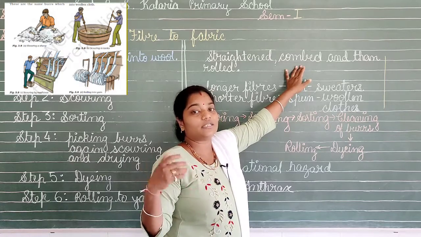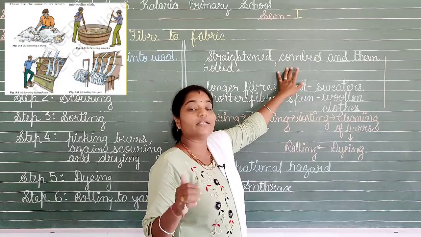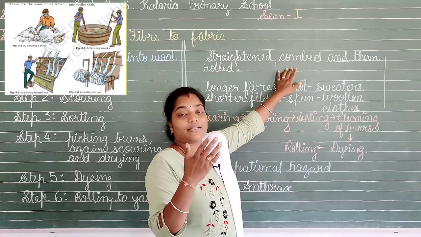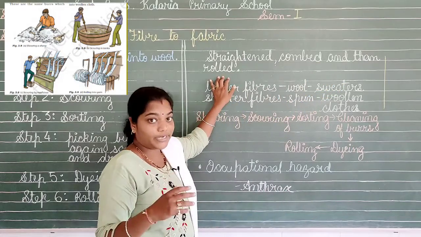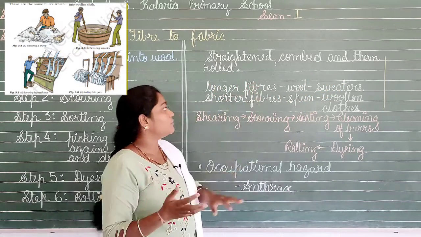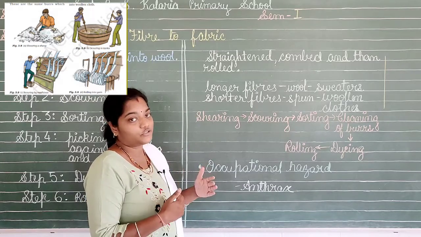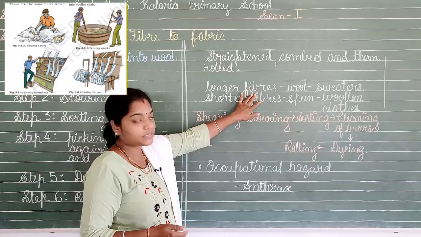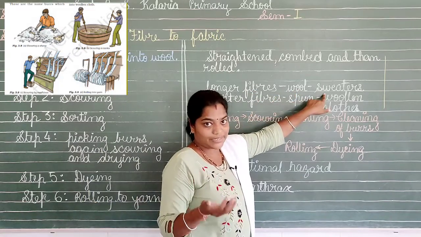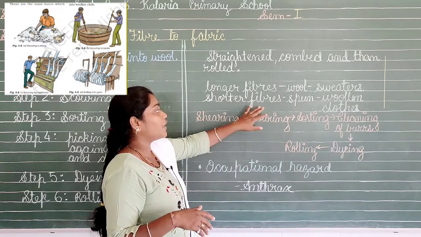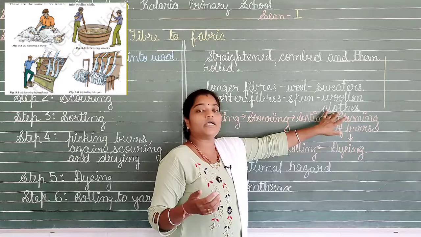Grease and such things will be washed away in the scouring, and whatever is left over will be combed out very easily, and then it is rolled into yarns. Now after that, we have to separate two things again: the longer fibers will be rolled into wool for making sweaters, but the shorter fibers will be spun for weaving into woolen clothes.